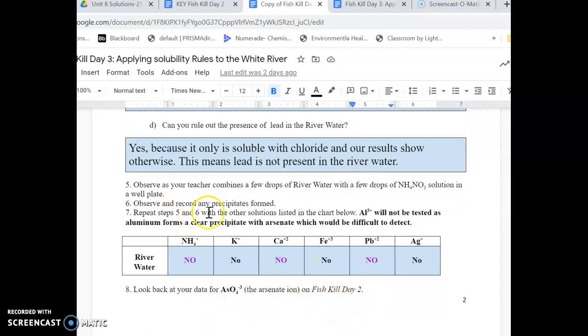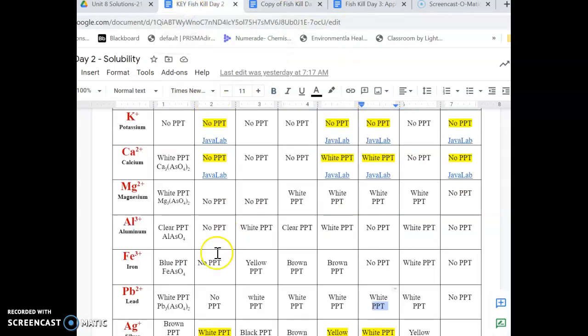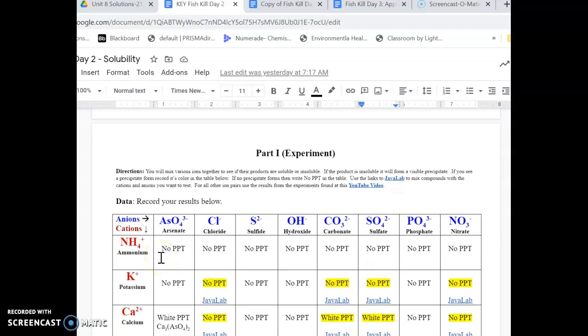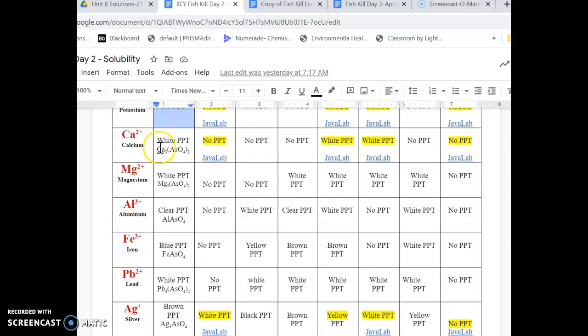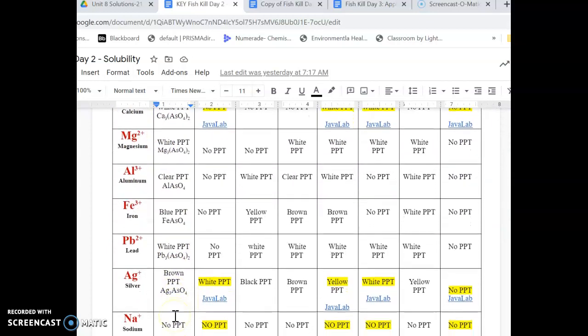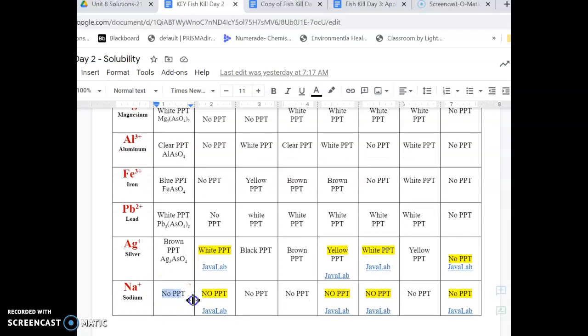So one that we didn't test, aluminum, will not be tested as aluminum forms a clear precipitate with arsenate, which is difficult to detect. So if we look at our Day 2 before we test, arsenate is on the far left-hand side. So it has no precipitate, it's soluble with our group 1. But all other cations besides group 1 seem to be insoluble.